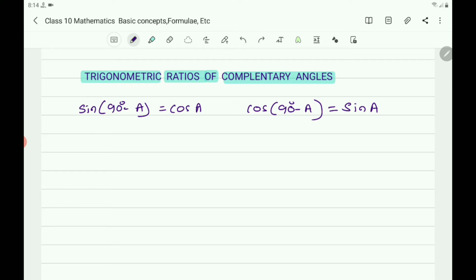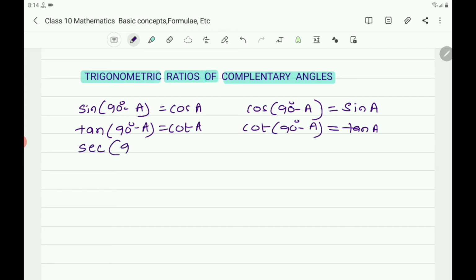Then tan cot, cot tan. So you take tan 90 degree minus A is cot A. Cot 90 degree minus A is tan A. So complementary of tan is cot, complementary of cot is tan. Next, complementary of secant is cosec, cosec is secant. So you take secant 90 degree minus A is equal to cosecant A, and cosecant 90 degree minus A equals secant A. That you have to keep in your mind.